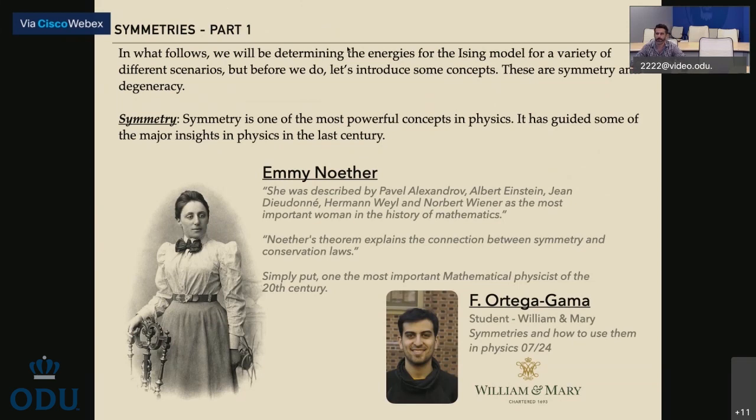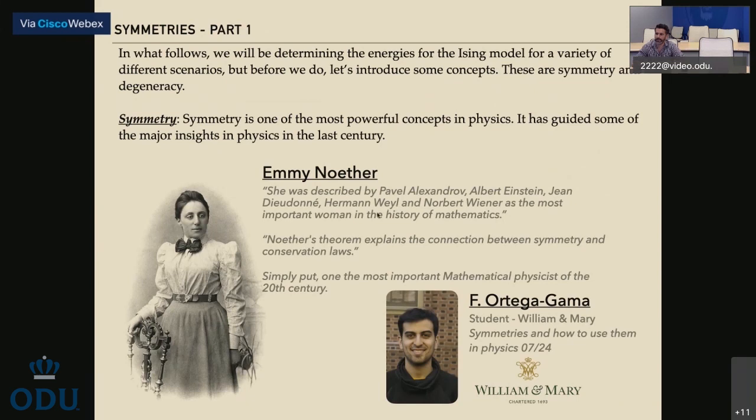And the first one is symmetries. The second one is going to be degeneracies. Symmetries is arguably one of the most powerful concepts in physics. It's certainly one of the most powerful. Arguably maybe the most powerful. I don't know, that's maybe too much. And it's guided by some major insights in physics in the last century.